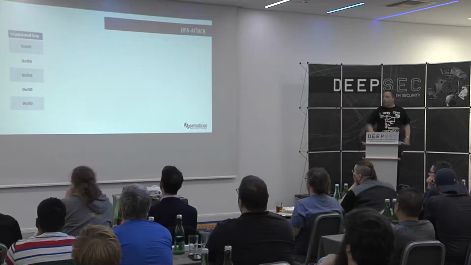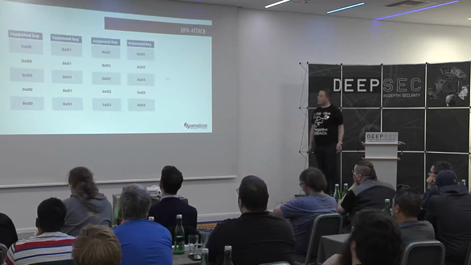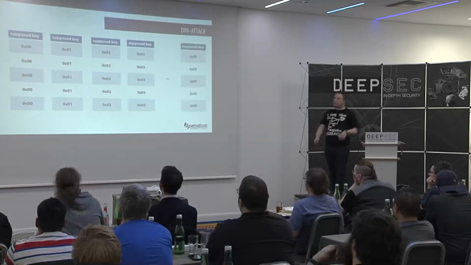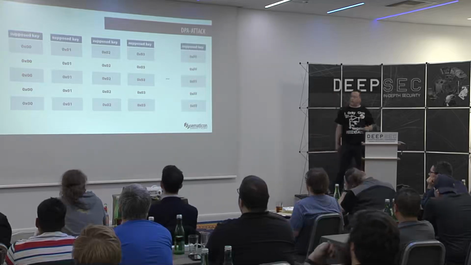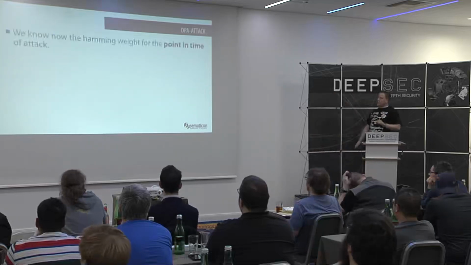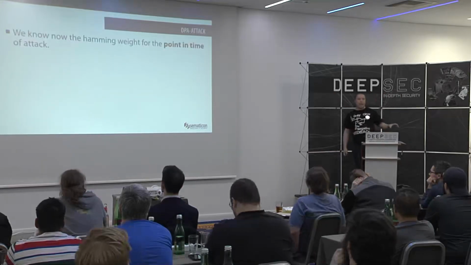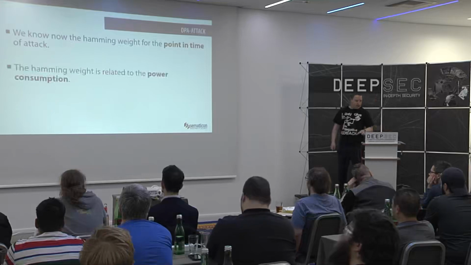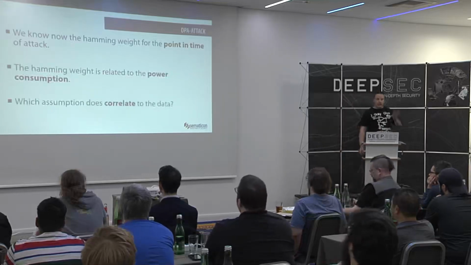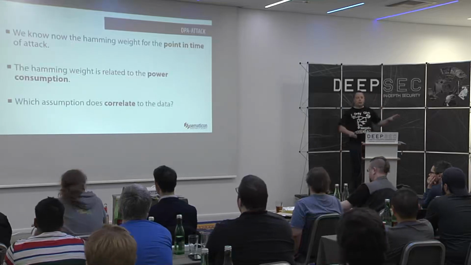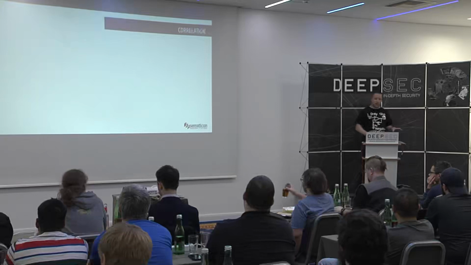Now we do the same for supposed key 0, 1, 2, 3, whatever, till we finalize 0 to FF. We do it again, and again, and again. And then we can do the attack, because now we know the Hamming weight for the point in time we're attacking. That means that the Hamming weight is related to the power consumption here, which means we can now put our assumption and see if it correlates with the data we've taken from the device.